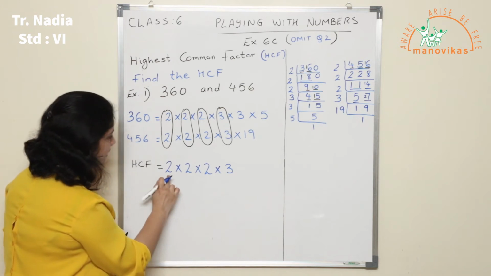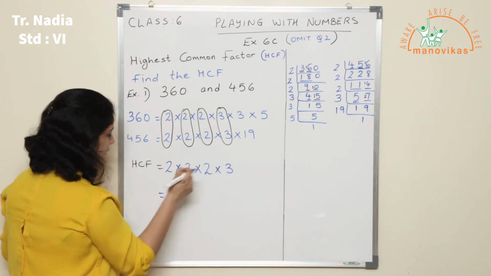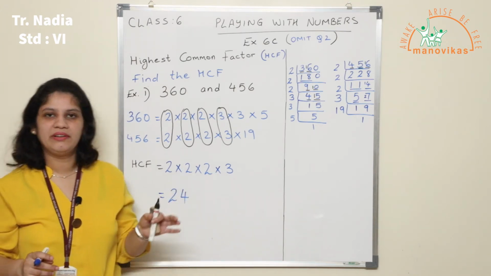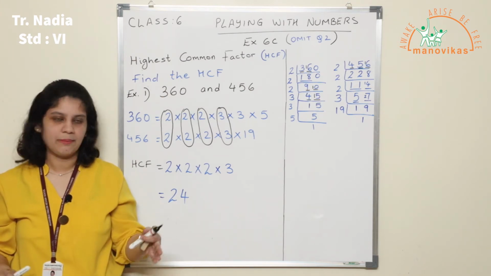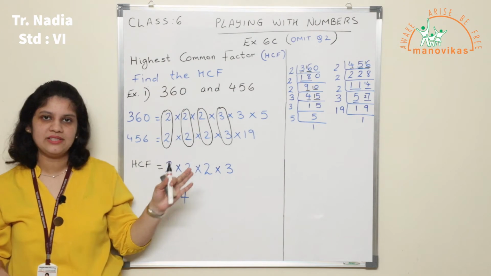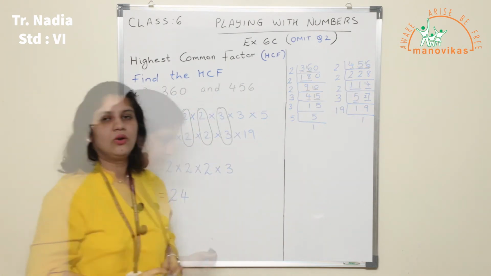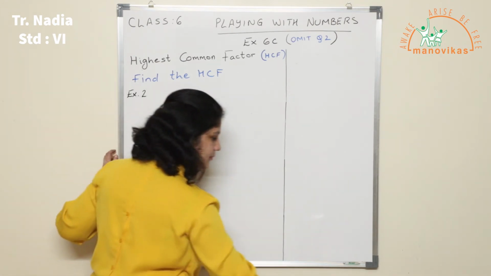So HCF will be 2 multiplied by 2, 4, 4 multiplied by 2, 8, 8 multiplied by 3, 24. So the highest common factor of these two numbers is 24. That is the highest number which can divide these two numbers without leaving any remainder. Okay, I'll show you one more example now with 3 numbers.